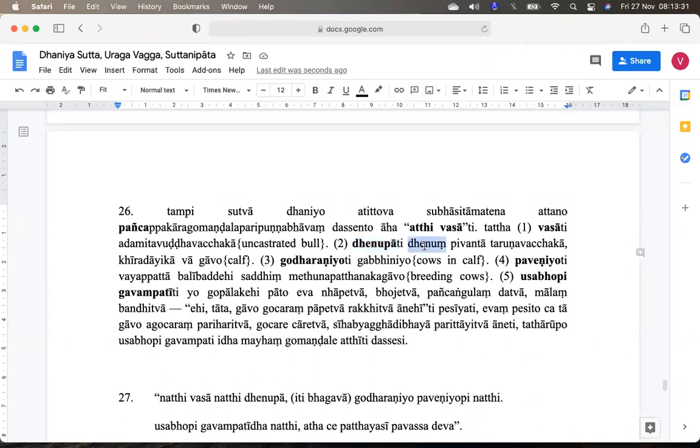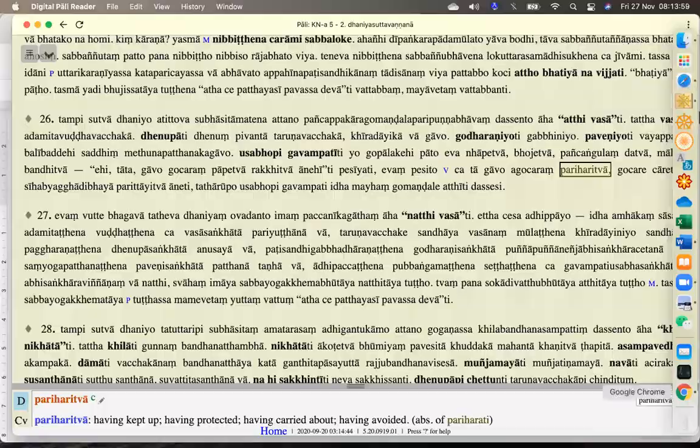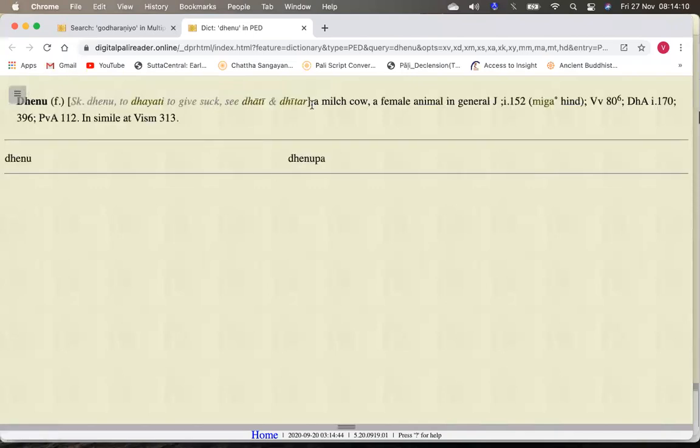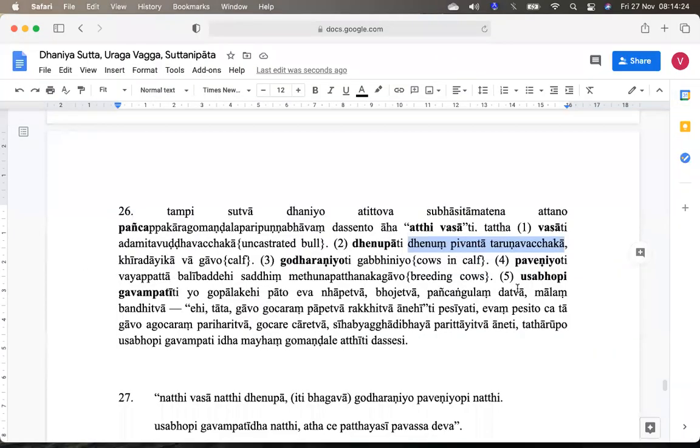So denuba also, deno, biwanda, daruna wachaka, young calf, biwanda, who are drinking milk. So denu also is a kind of calf, denu biwanda. Denu is a milch cow or female animal in general. But here, according to the commentary explanation, denu biwanda means drinking milk, so daruna wachaka, a young calf.